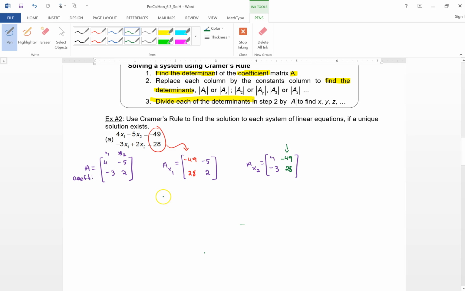Now, we're going to find the determinants of all of these. So, determinant of A, determinant of AX1, determinant of AX2. All right, so in this case, it's 8 minus 15. So determinant of A is -7. In this case, it's -49 times 2 plus 28 times 5. So how much is that? Well, it's minus, so it's plus, right? So it's 42.